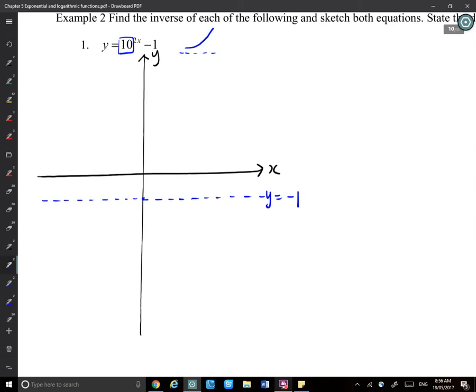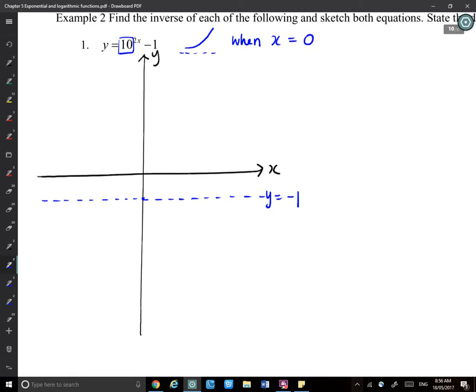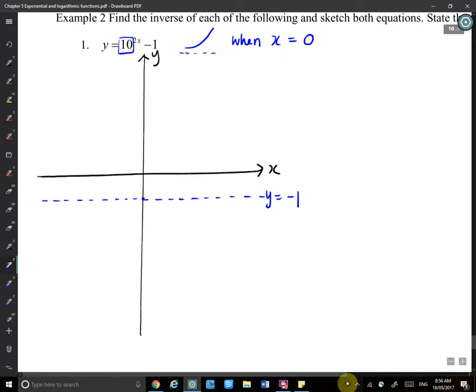And I always have a y-intercept, so I will say when x equals 0. There's always a y-intercept, because x can always be 0. So when x equals 0, y equals 10 to the power of 0 minus 1. 1 minus 1 equals 0. I have (0, 0) as my intercept.